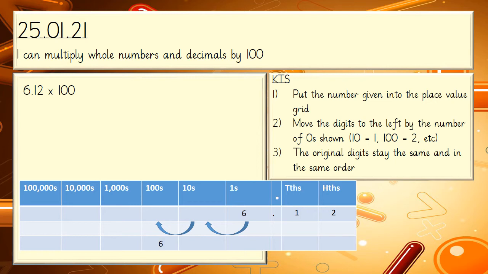It would end up with 6, 1 and 2 in this order like so, with the decimal point and the 2 zeros in the tenths and the hundredths column. So the answer would be 612.